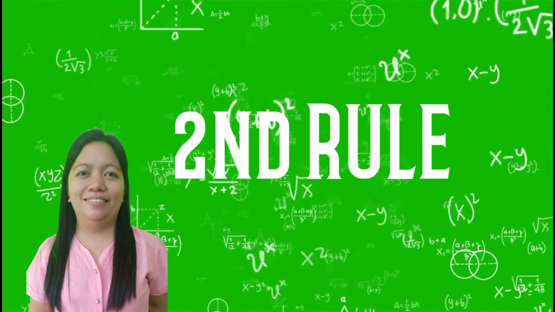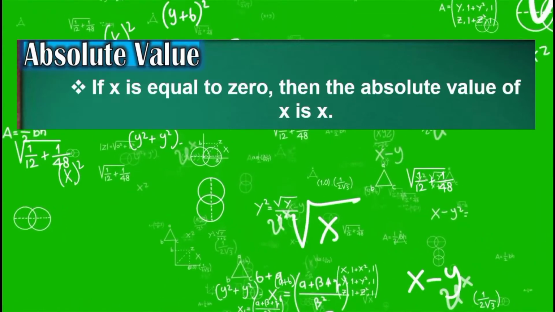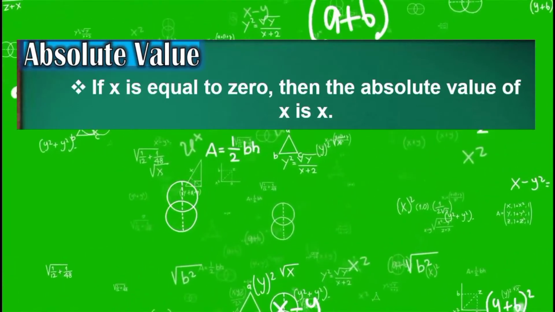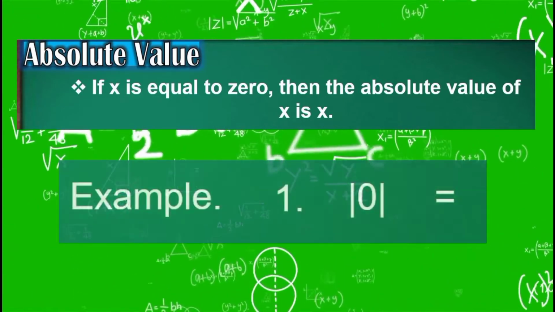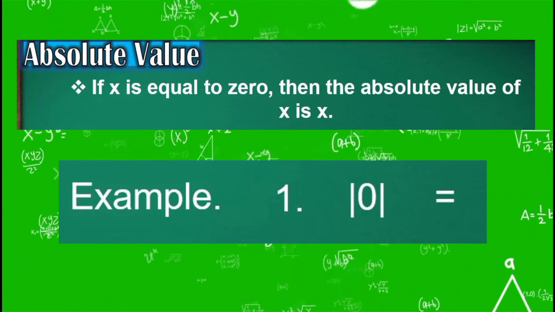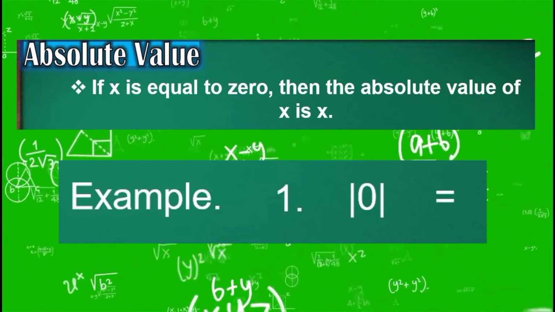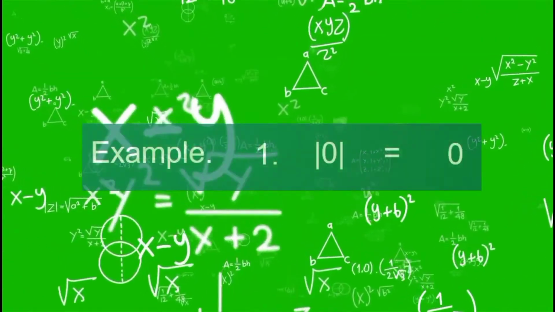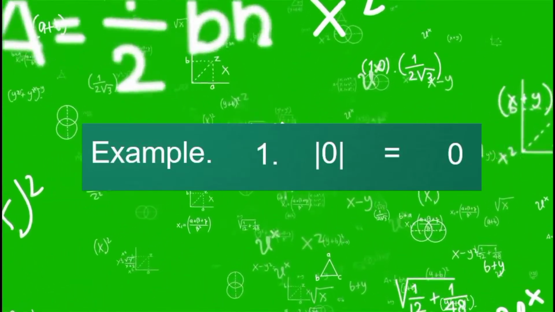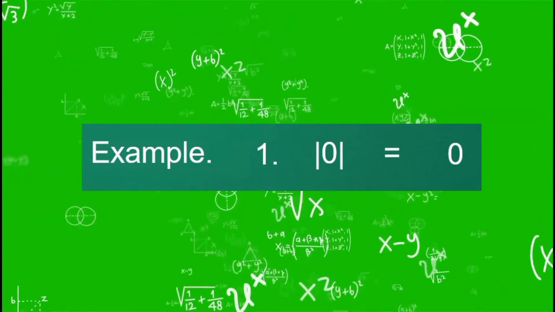Second rule: if x is equal to 0, then the absolute value of x is x. Let us try an example. Find the absolute value of 0. Yes, you're right. Since 0 is equal to 0, then the absolute value of 0 is 0. Is it clear?